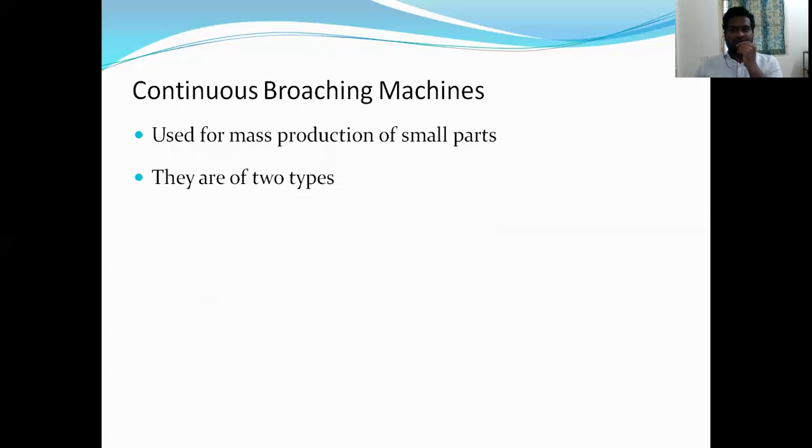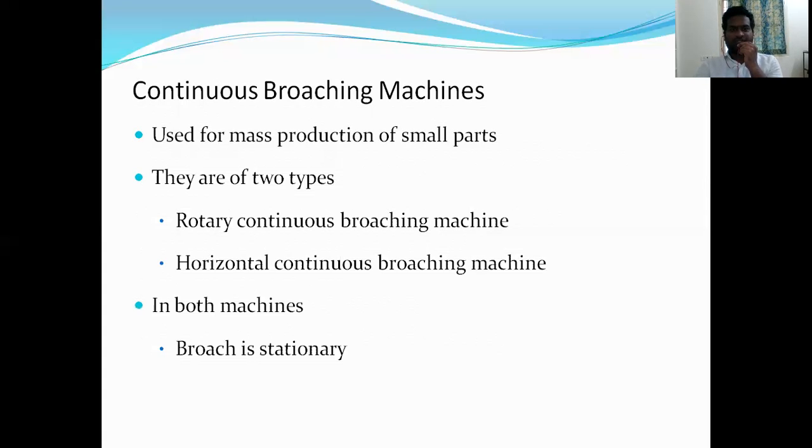In mass production, there are two types of broaching machines: the rotary continuous broaching machine and the horizontal continuous broaching machine. The name itself tells us that in a rotary continuous broaching machine there is a circular motion, a rotary table. With that, workpieces are moving, and at one place the broach tool is held stationary. After passing through this broach tool, the material removal takes place, and so we get the production.